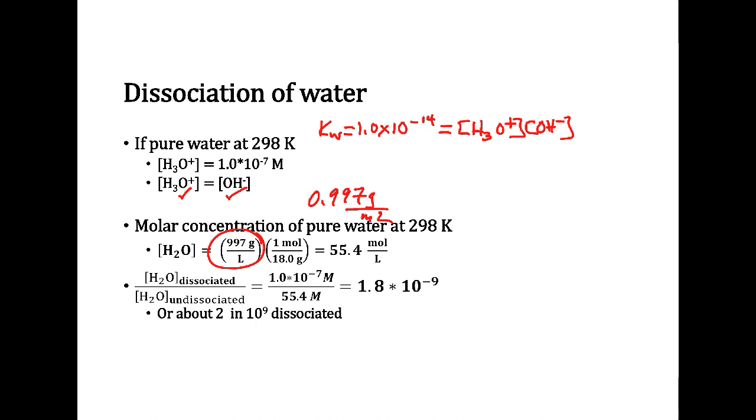If we compare the concentration of the water that's dissociated, so this hydronium concentration here, versus the concentration of the undissociated water, this ratio is 1.8 times 10 to the negative 9th, which means that about 2 water molecules in 1 billion are actually dissociated. So we don't actually have to worry about the contribution of hydronium ion from water. It depends on what's present, whether an acid or a base is present.